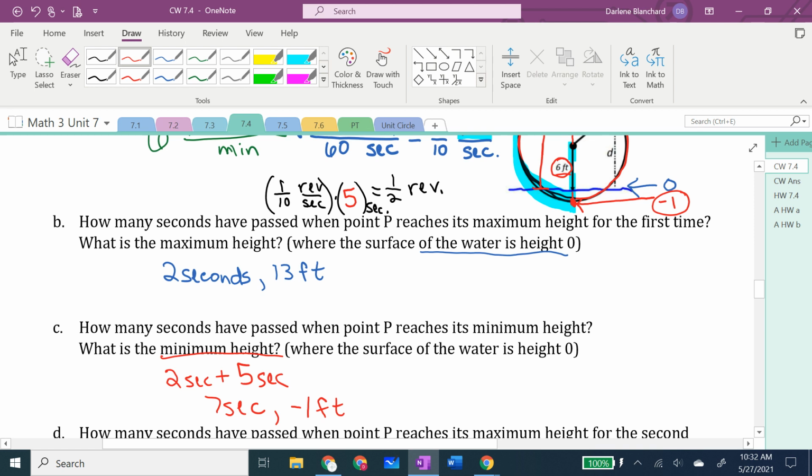So I want you to understand how important these two pieces of information are. And these are the pieces of information you're trying to figure out. You're trying to figure out, when do you reach your maximum height? How much time does it take? What is that maximum height? And then also for the minimum height, how long does it take to reach it, and what is it?